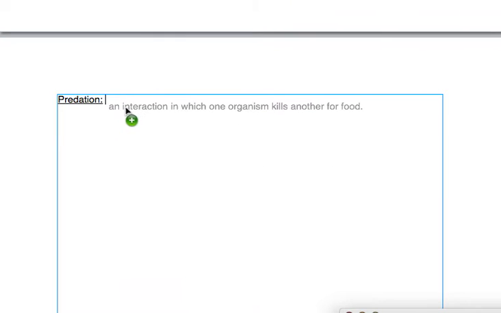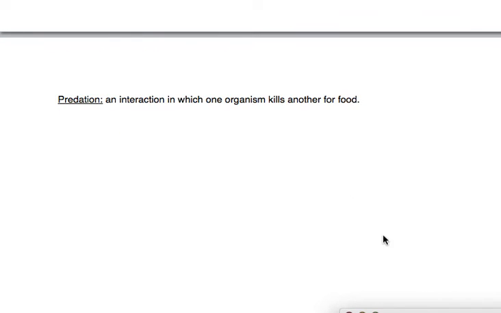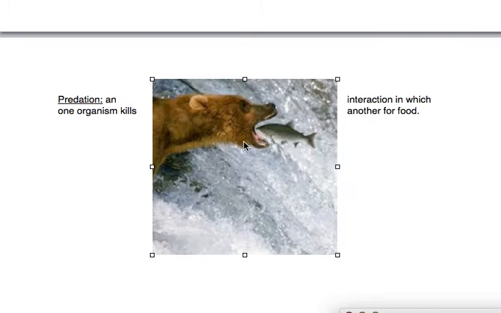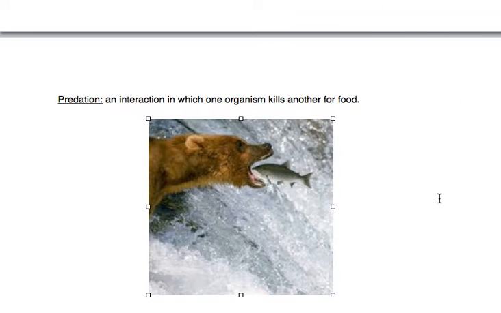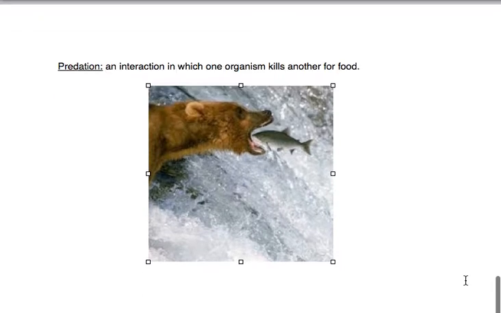Predation is an interaction in which one organism kills another for food. It's specifically about killing for food, not because they're just angry at them. And I have an example here. There's a bear. I thought this was a cool photo. A grizzly bear catching a fish. And so that is an example of predation.